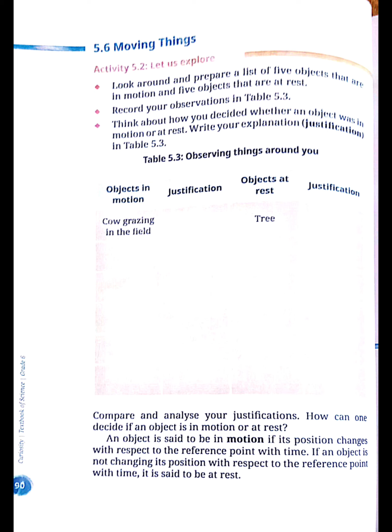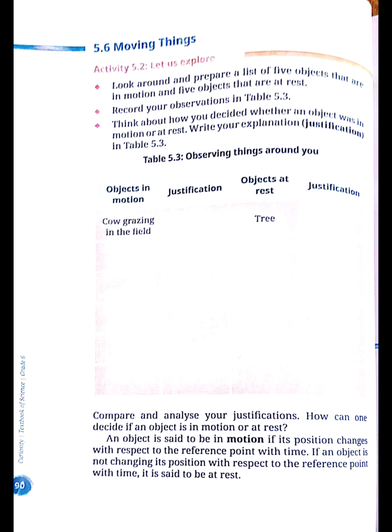5.6 Moving things. Activity 5.2, let us explore. Look around and prepare a list of 5 objects that are in motion and 5 objects that are at rest. Record your observations in table 5.3. Think about how you decided whether an object was in motion or at rest. Write your explanation or justification in table 5.3. Table 5.3, observing things around you. Compare and analyze your justifications. How can one decide if an object is in motion or at rest?